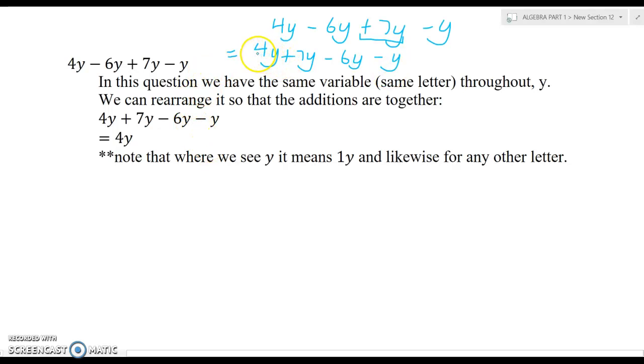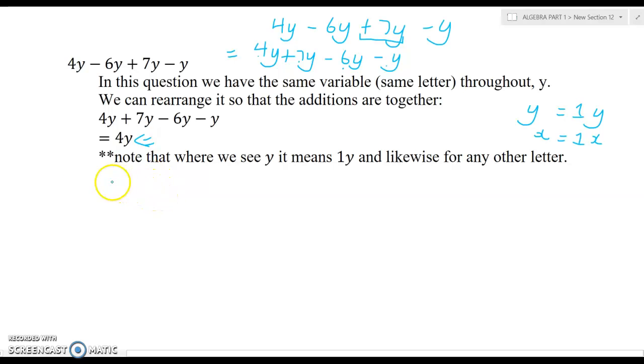So now it's easier to see. 4 plus 7 gives me 11. Then 11 take away 6 is 5. And 5 take away 1y is 4y. And that's how we get this here. And I also noted, whenever you see a letter by itself, y, that is the same as saying 1y. And if I have x by itself, I see it as 1x.